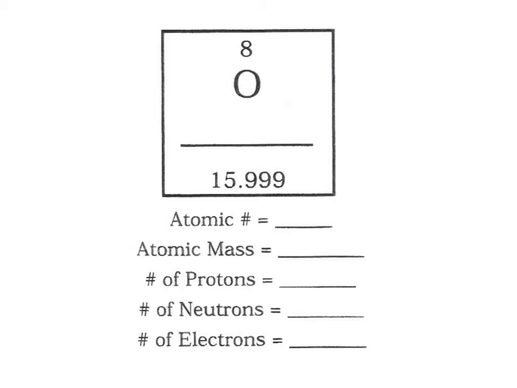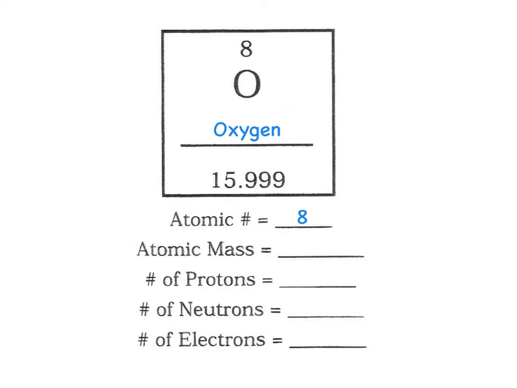So now we're ready to do some atomic math. So we have the atomic number, we have the symbol, I have the atomic mass, so we're missing the name of the element. So let's write the name on the line. Remember, it needs to start with a capital O and spelling does count. So now let's start filling in this bottom 5 blanks. So atomic number we know, so fill in the blank please. Remember, the atomic number is the top number in each element square.